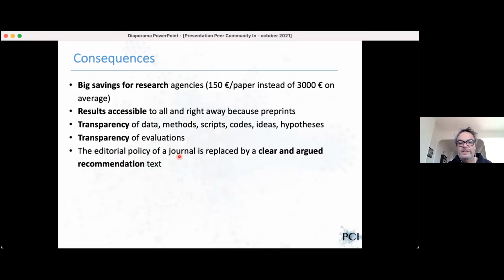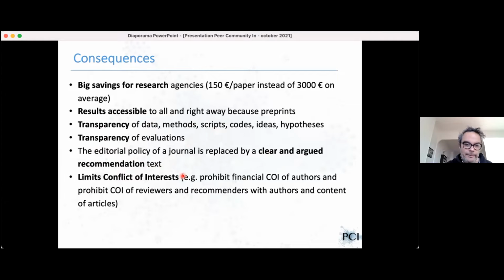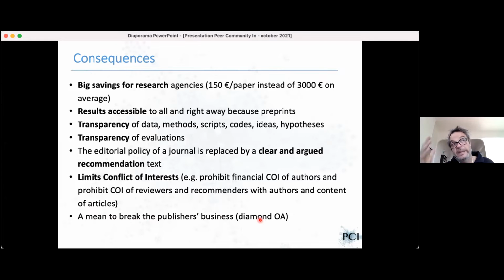The editorial policy of a journal that can be quite vague is replaced by a very clear and argued recommendation text written by the recommender. So it's simpler, it's more direct. There is a strong limitation of the conflict of interest because we at PCI, we prohibit the financial conflict of interest of the authors. And we try to limit at the minimum the conflict of interest of the reviewers and recommenders. And it is, of course, a means to break the publisher's business because it's part of a free open access system, so a diamond open access system.